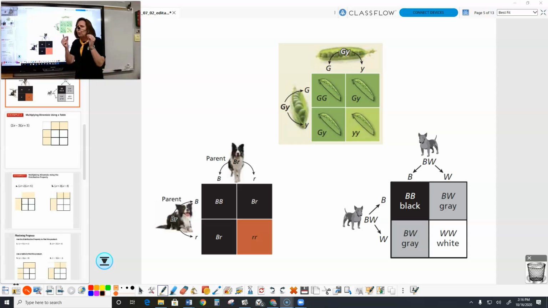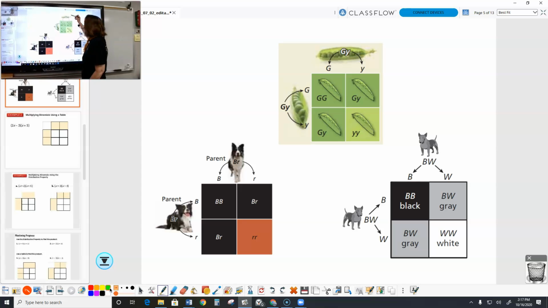Okay, so I'm going to show you using the Punnett square. Then we're going to transfer this skill over to algebra and multiplying polynomials. All right, so there was this guy named Gregor Mendel, and for some reason he really liked peas, and he studied pea plants and their various characteristics, and from all of his studies he learned information about genetics.